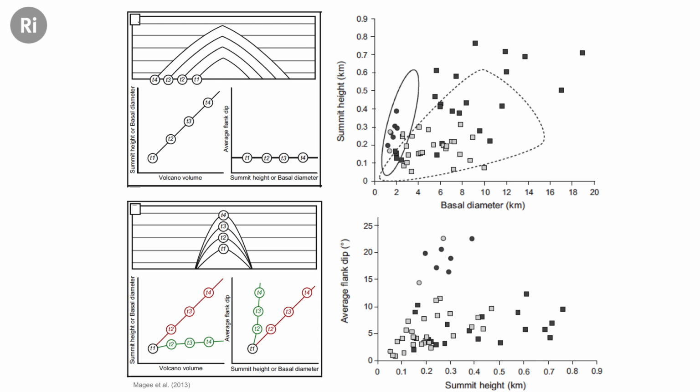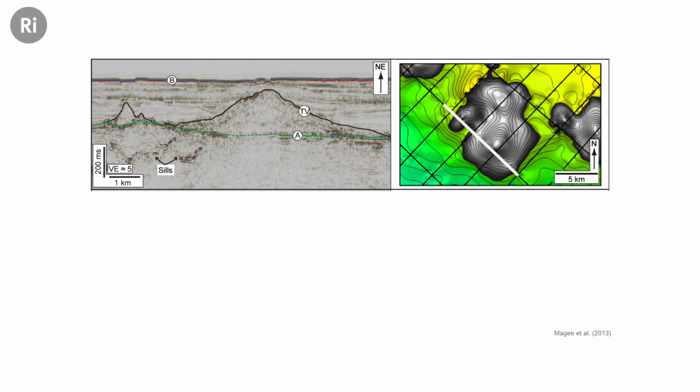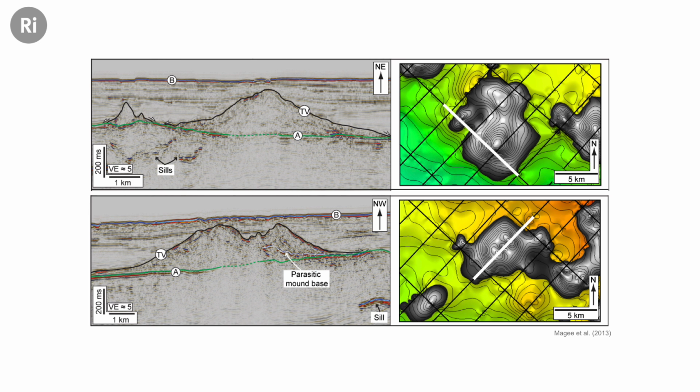We can map these things again. This is a nice profile in here. Just hop back to this one. This has this nice suite of sills underneath. So it looks like this was a volcano that was being fed by sills, but we weren't too sure. I've worked a lot with seismic data. This is one of my favorite images of all time.